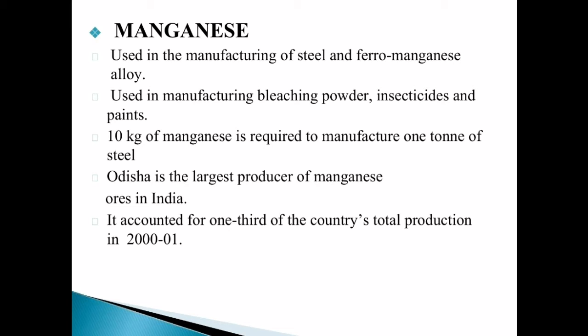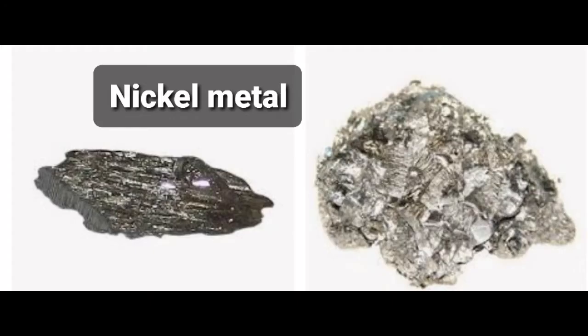It accounted for 1/3 of the country's total production in 2000 to 2001. Another important metallic mineral is nickel, along with cobalt. Nickel is mainly used to plate other metals to protect them, and it is also used for making alloys such as stainless steel.